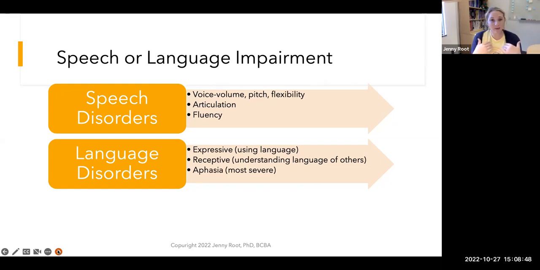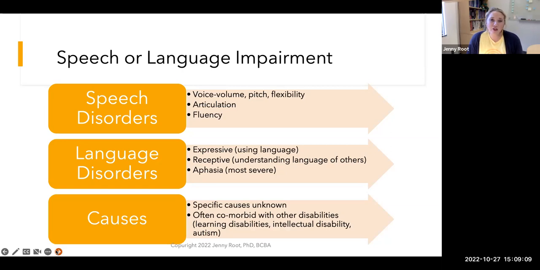That can also be a receptive language disorder. So understanding the language of others. Taking in information is where they may have difficulty. And then aphasia is going to be a really severe language disorder where it's difficulty with word recall.